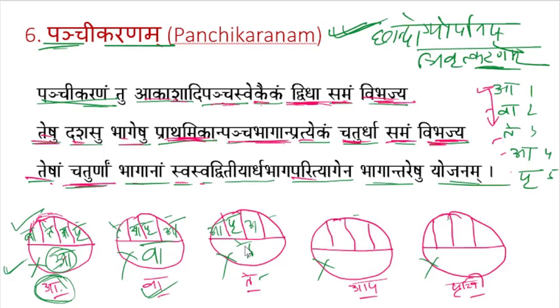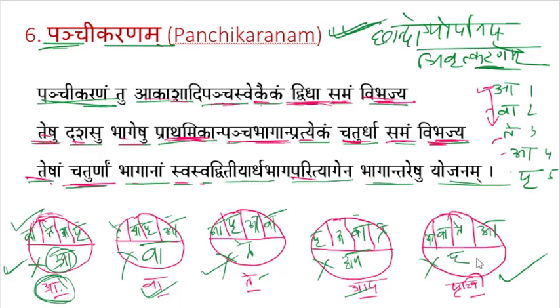What happened? No one is telling. Akasha. Then Vayu. This is done with Tejas. Then Apa means Apa will come here. Then Prithvi. Then Akasha, Vayu, Tejas. Here Prithvi will be in the big box. Then Akasha, Vayu, Teja and Apa. We have finished the Prithvi Panchikaran also.